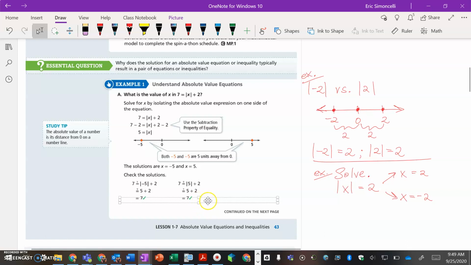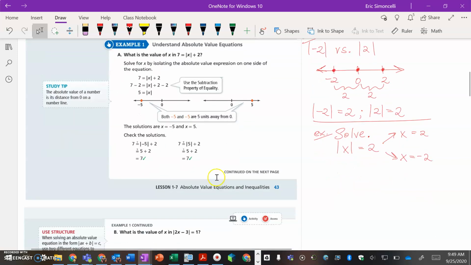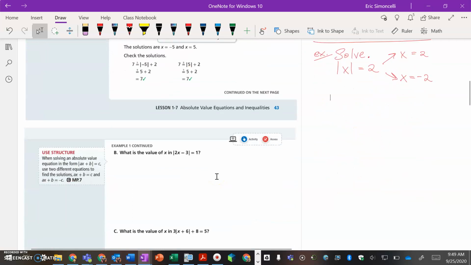And I do certainly want you guys to check your solutions really on all math problems, but on these specific types of questions, checking your answer is even more crucial, because there will possibly be moments down the road where maybe an answer doesn't work, even if you did the math correctly.